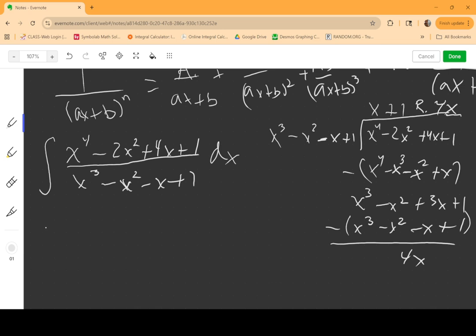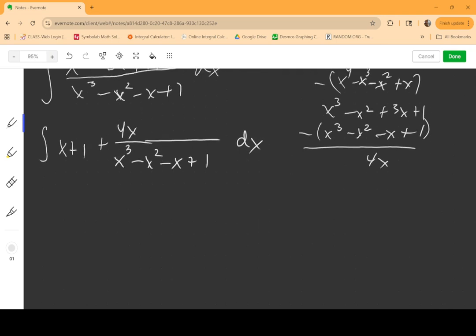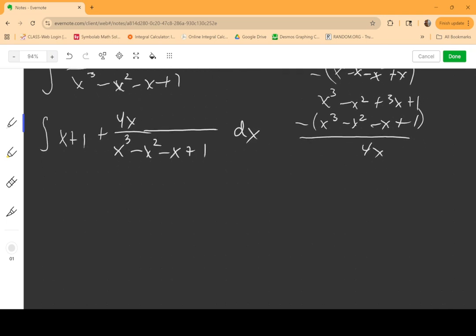Okay, so now our new integral becomes x plus 1 plus 4x over this whole quantity x cubed minus x squared minus x plus 1 dx. Okay, and now I can work with this one. The x plus 1 is a straightforward integral, so I'm not going to worry about that right now. My next issue here is trying to factor that x cubed minus x squared minus x plus 1. Right away, by inspection, especially when it's not a quadratic, we can just try values that you think might work.